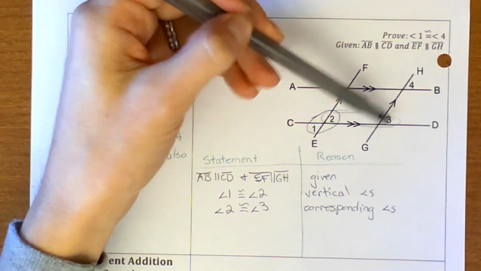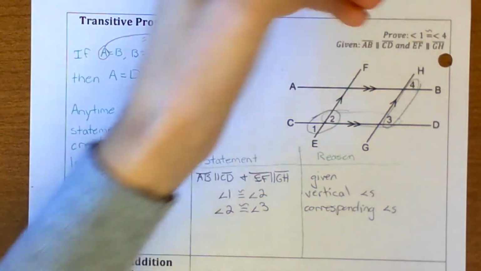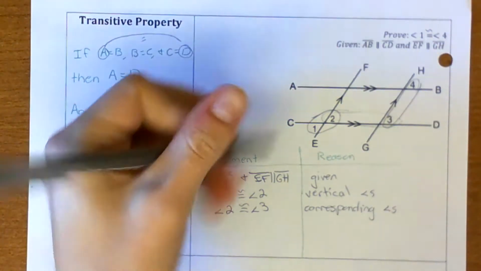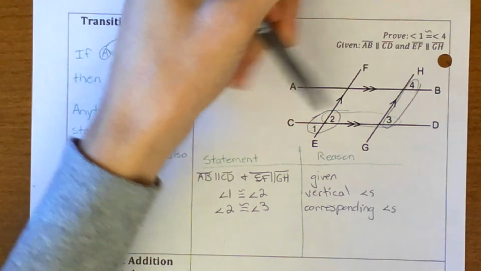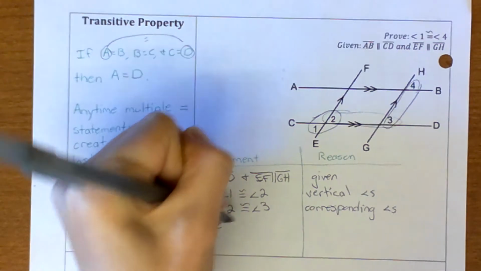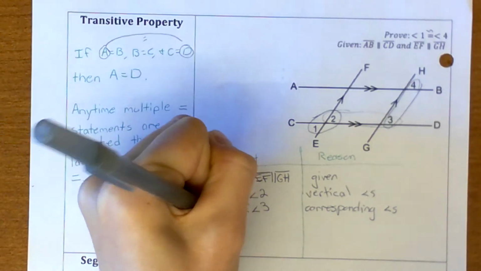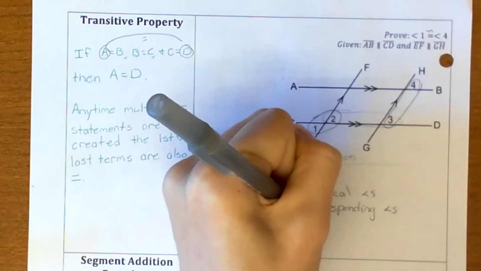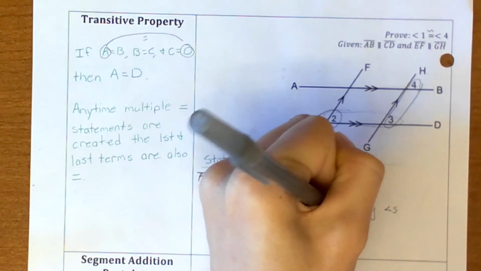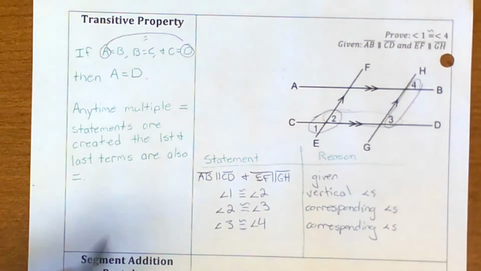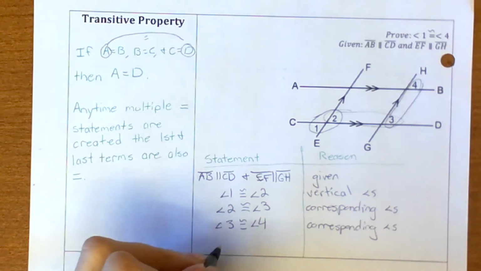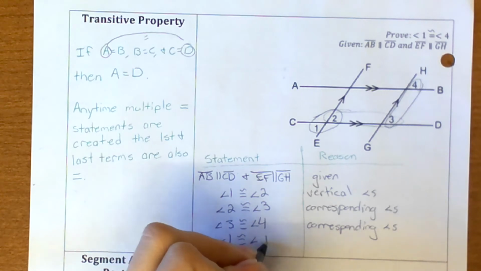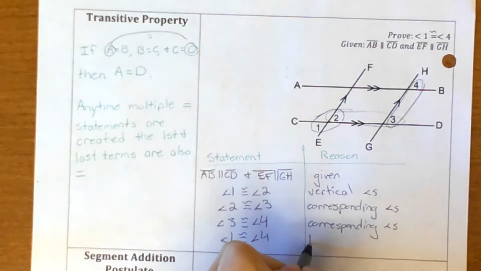And then 3 and 4, these guys, they are actually corresponding as well. But they just have different transversals. So the first one, here's my transversal, slides along CD. My second transversal is GH. So those are corresponding, so that's angle 3 is congruent to angle 4. Okay, so what this all means, 1 is congruent to 2, 2 is congruent to 3, 3 is congruent to 4. Therefore, I can say that angle 1 is also congruent to angle 4, and that is my transitive property.